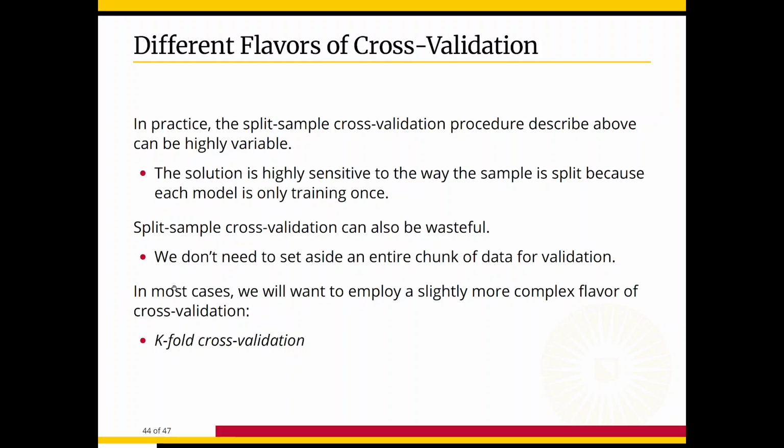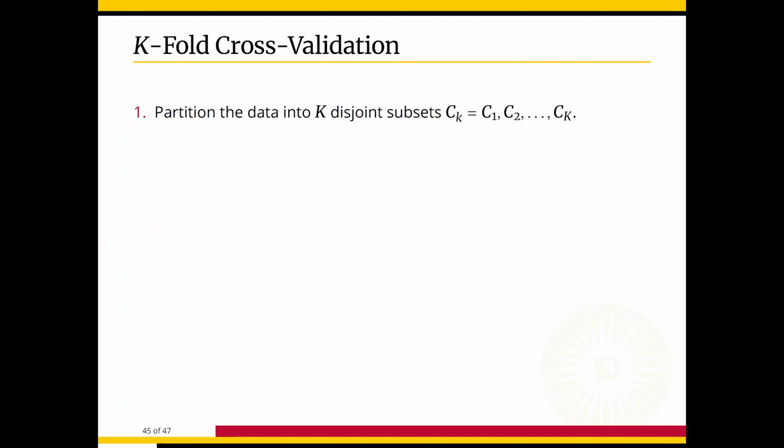And there is a method we can use to avoid both of these limitations. It's called k-fold cross-validation. It's a way that we can basically reuse our sample to avoid waste, and also get multiple estimates of prediction error that we can aggregate into a more robust estimate of prediction error.